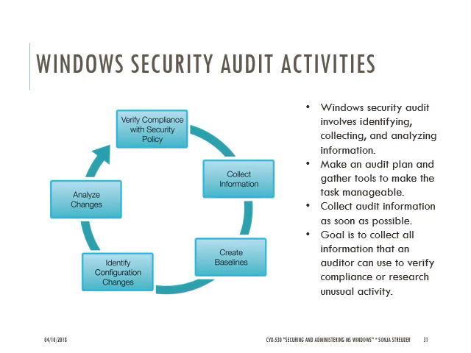A Windows security audit involves several activities. These activities are related and may occur multiple times throughout an audit. Each audit may take different paths, but the basic process includes verifying that security controls comply with the security policy, collecting configuration and performance information, creating initial and subsequent baselines, and recognizing and analyzing configuration or performance information changes.